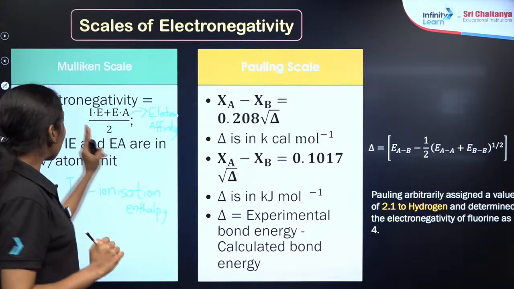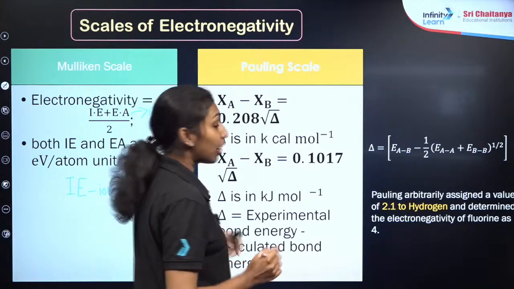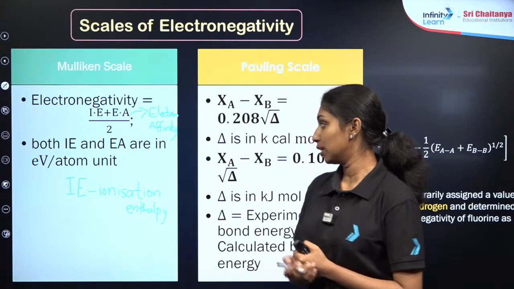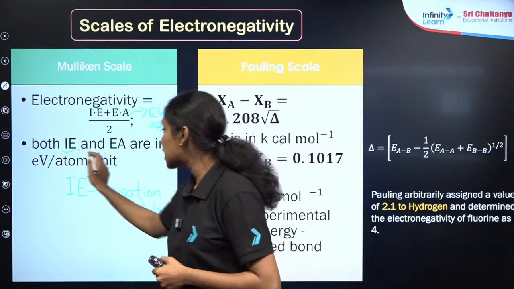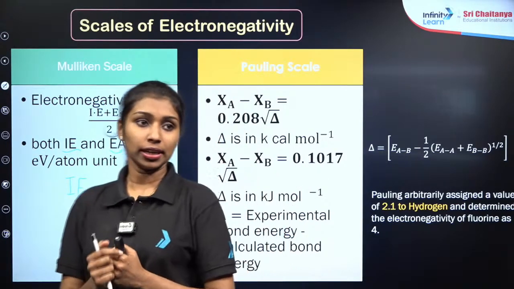According to Mulliken, electronegativity is defined as the average of electron affinity and ionization enthalpy, or it is given by IE plus EA whole divided by 2, where the ionization energy and electron affinity should be taken in the unit electron volt per atom. Clear?